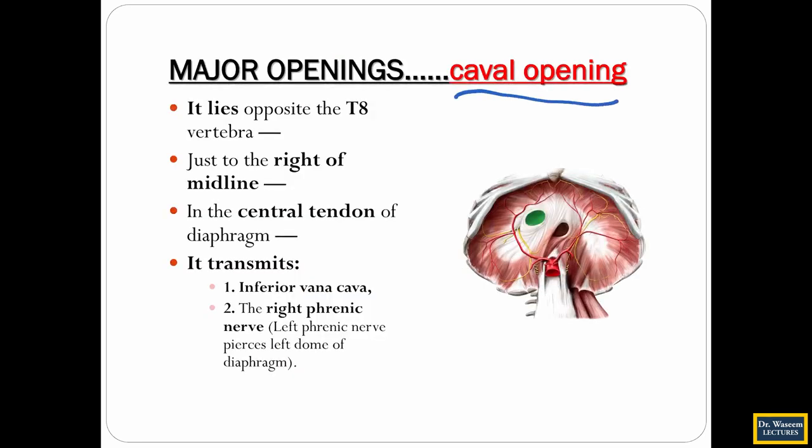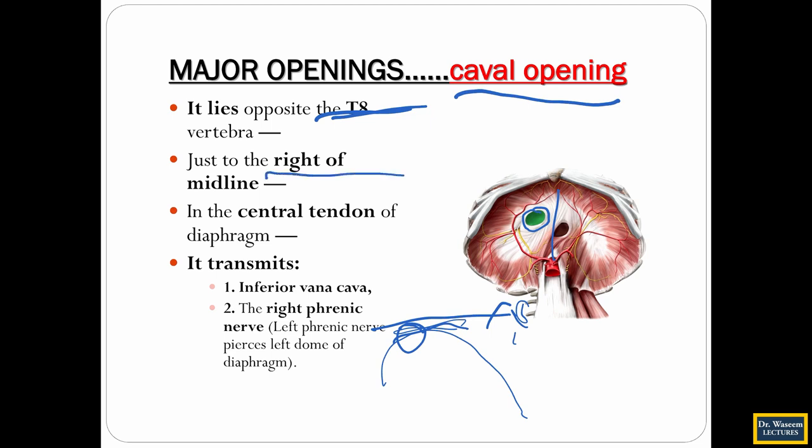Then is the caval opening. I told you the caval opening is much more anterior, at a higher level, and this time it is not to the left but to the right. Why right? Because it is the opening into the right atrium of the heart, so it should not be in the midline or on the left, it should be on the right. It is the highest point, here at the central tendon, at vertebral level T8. Where? Right of the midline. In which part of the diaphragm? The central tendon of the diaphragm.